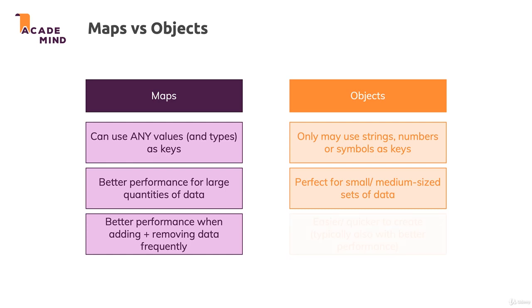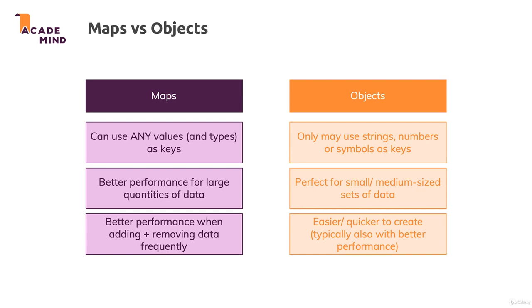Objects, on the other hand, in general, are easier and quicker to create, not just because you have that shorter syntax with curly braces, but also from a performance perspective. New Map takes a bit longer than creating an object with curly braces. Though, as always, with all these performance things, it's important to keep in mind that we're talking about differences which you won't feel in the majority of apps you're building.